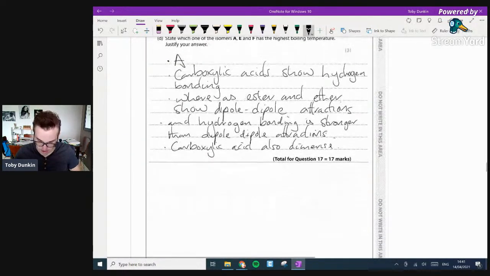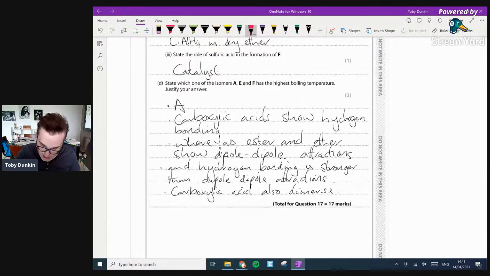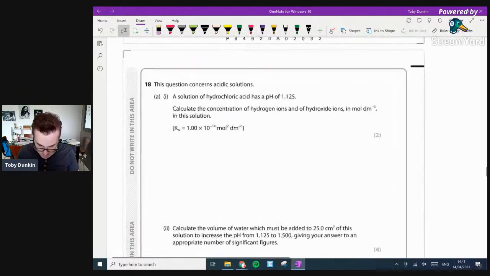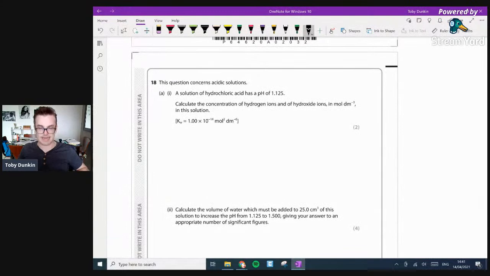Move it on. Be interesting to see how many of the 3 I get there. That one, I really like that one. Be very interesting to see what they want for that. Okay, good old acid base. Oh, I love acid base. Oh, see how fast we can do this, shall we?